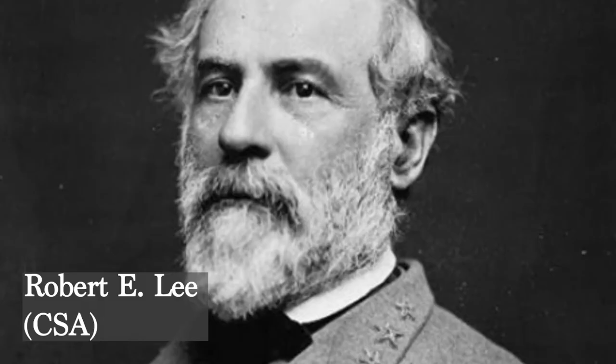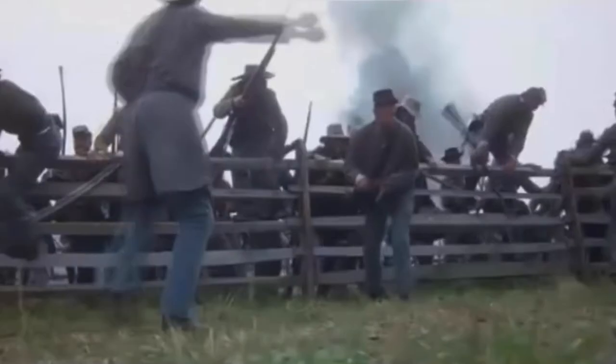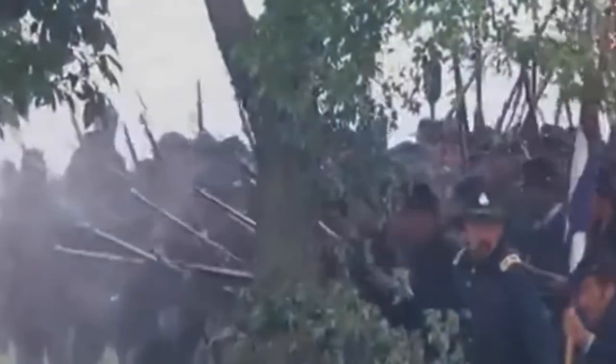The next day, Lee was confident he could win the battle. He ordered General George Pickett to lead a charge at the center of the Union line, and that went just as well as you'd expect. Pickett's division of 15,000 men were decimated by Union resistance. Lee knew he could not win the battle and ordered his humiliated army to retreat down south, and the North had won a vital turning point.